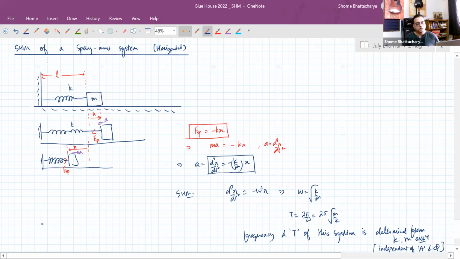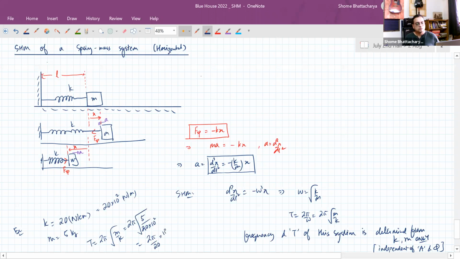So for example, if the spring constant is, let's say, 20 newtons per centimeter and the mass of the block is 5 kilograms, then the time period of oscillation will be 2 pi under root m by k, which we'll have to convert to SI units here. So 5 kg divided by 20 into 10 raised power 2 newton per meter. So this pi by 10 that we'll get will be in seconds. So this time period of approximately 0.314 seconds is going to be the same no matter how much amplitude or what phase constant the block is oscillating with.